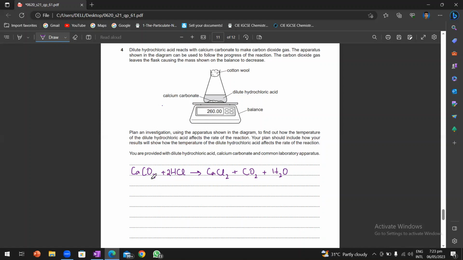So here we have 2 reactants, calcium carbonate and HCl. And what do we have to do? We have to follow the progress of the reaction, and we have to see the effect of temperature. What is the effect of temperature on the rate of reaction? For that, we will be using dilute hydrochloric acid. We'll take hydrochloric acid at different temperatures.